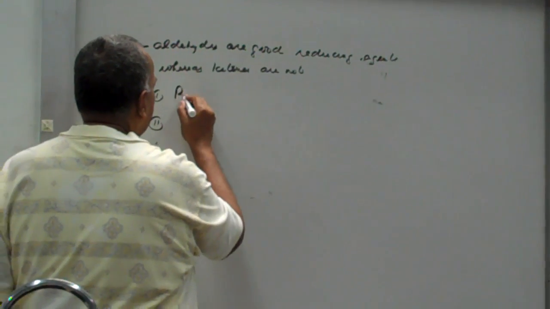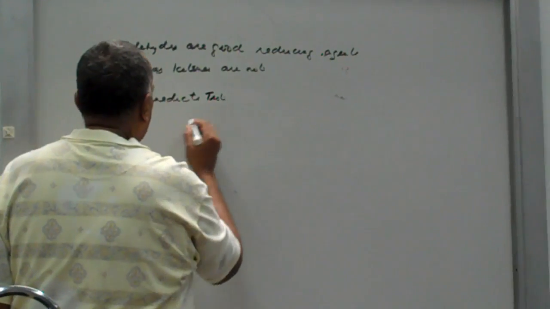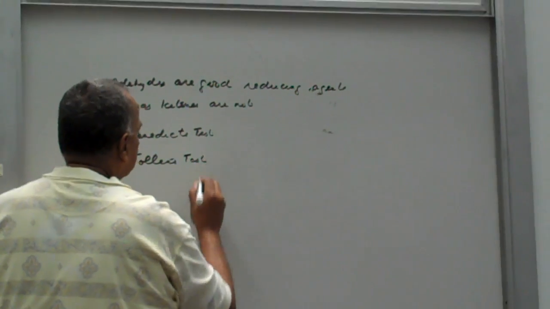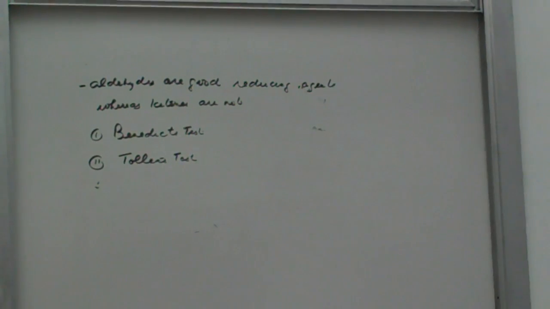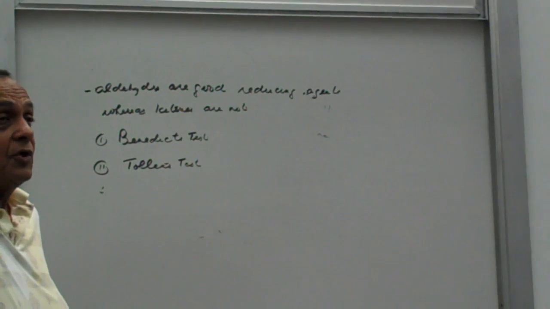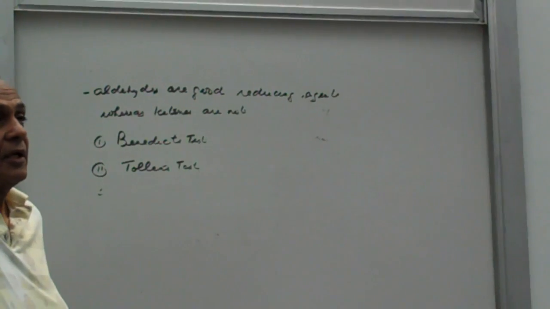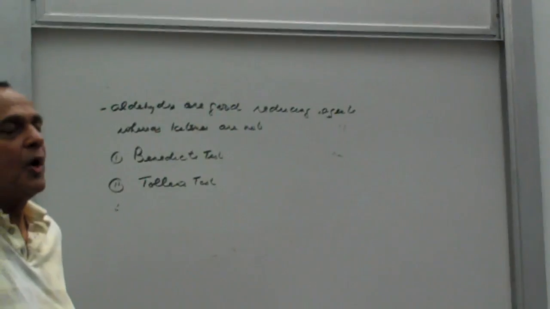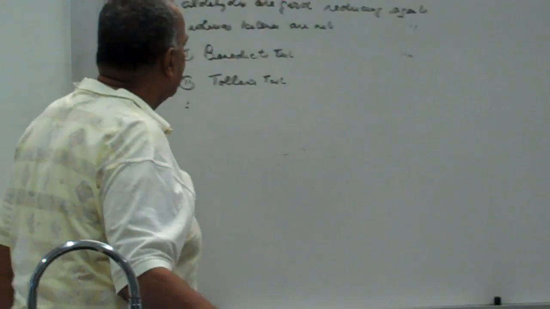One of them is called Benedict's test. And the other one is called Tollens' test. So these two tests are tests that we can carry out to show that aldehydes are good reducing agents, whereas ketones are not. And I'm going to go into each one now. Let's start off first with the Benedict's test.